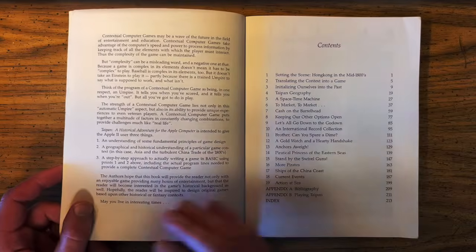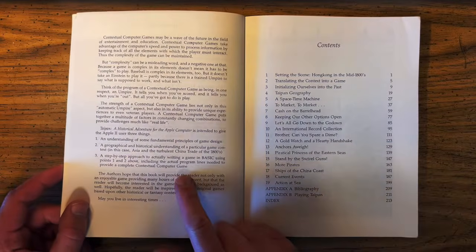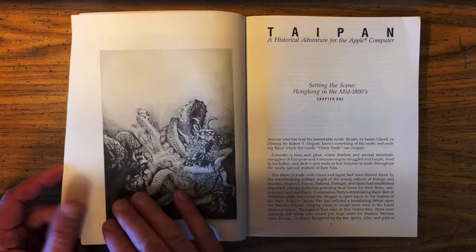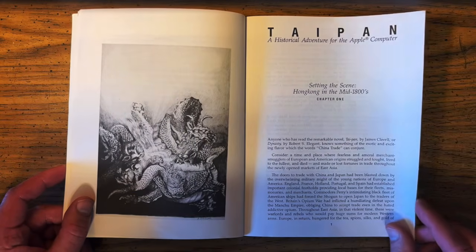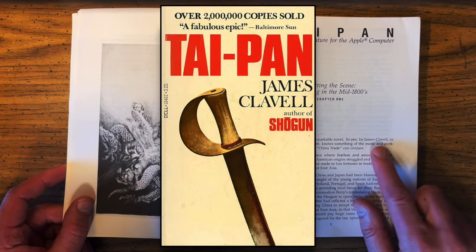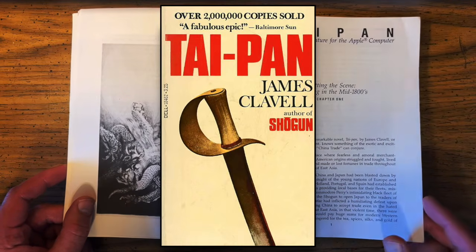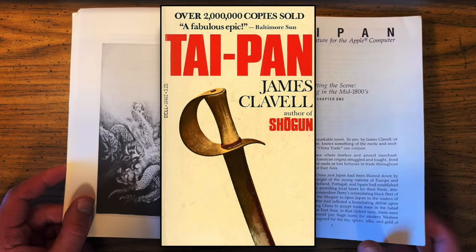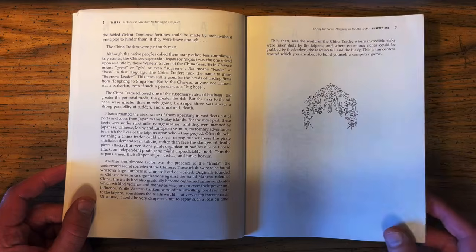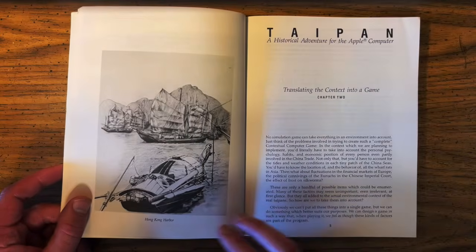In the introduction, he outlines 3 goals for the book. First, principles of game design. Second, understanding the geography and history as context. And third, how to program the game in BASIC. Chapter 1 dives into the history of East Asia. He references the novel Taipan by James Clavell, written in 1966. This guy also wrote the popular novel Shogun. His novel Taipan takes place in the year 1841, which lines up with the game's time period.